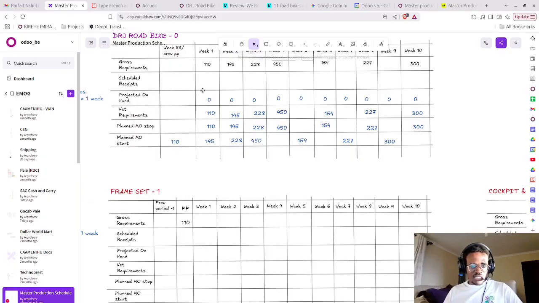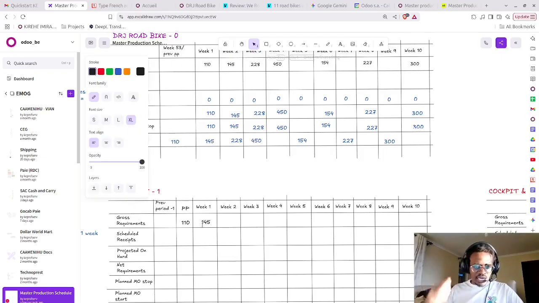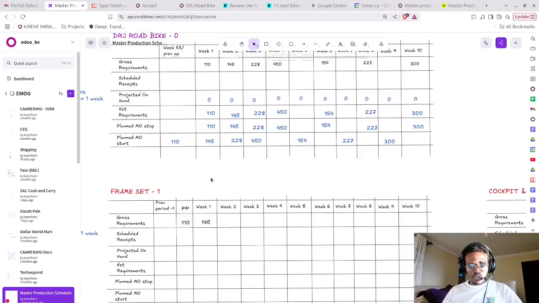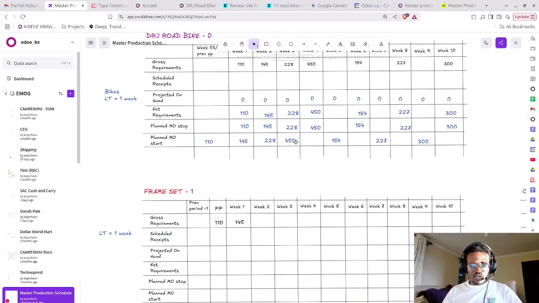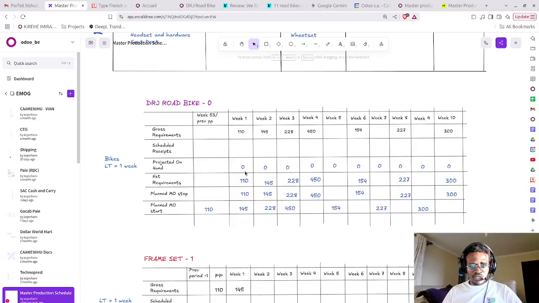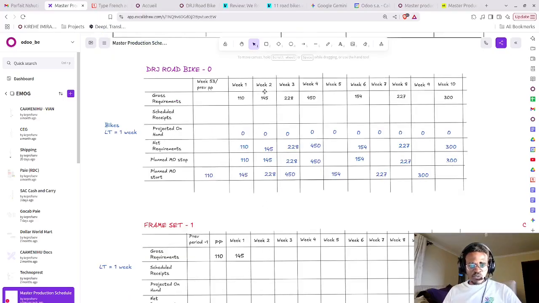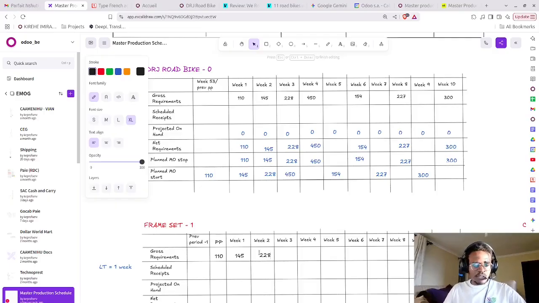And then for me to start this manufacturing order in week 1, I need to have a gross requirement. So I'll need 145 frame sets. For me to start the manufacturing order for the 228 bikes, you see it's planned to start on week 2, pardon. So these things are actually aligning. So for me to start this manufacturing order, I'll need to have a gross requirement of 228 bikes, 228 frame sets. Let's use simple English.